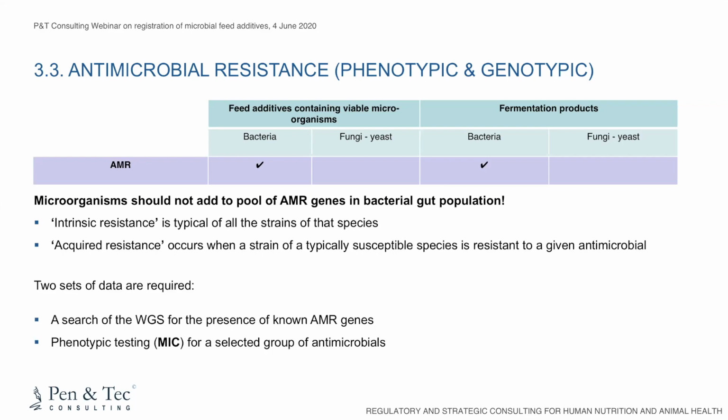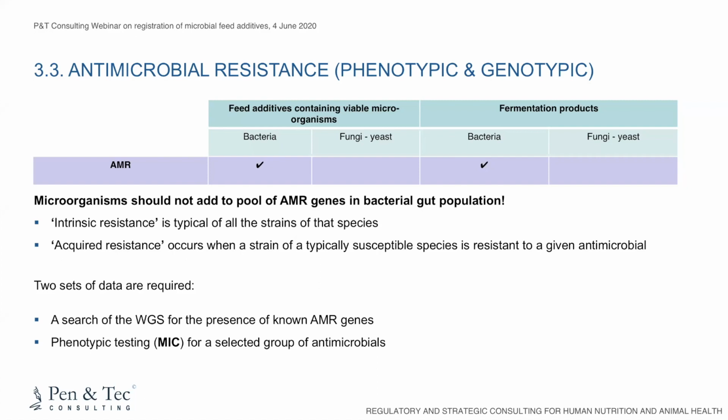In order to decide whether a specific resistance is intrinsic or acquired, or a safety concern or not, 2 different sets of data are analyzed. First, the genome data for the presence of known antimicrobial resistance genes, as described in the previous slide. And secondly, the phenotypic testing based on the determination of a minimum inhibitory concentration for a selected group of antimicrobials.